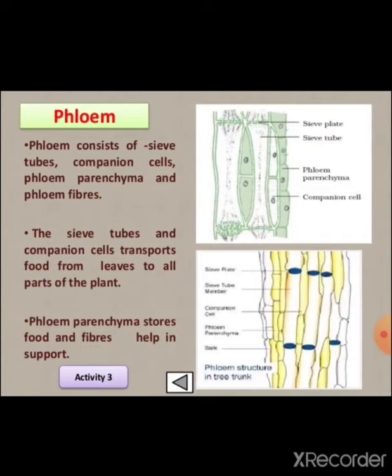Next is the phloem. Phloem's main parts consist of sieve tubes, companion cells, phloem parenchyma and phloem fibers. The sieve tubes and companion cells transport food from leaves to all parts of the plant. Phloem parenchyma stores food and fibers help in support.